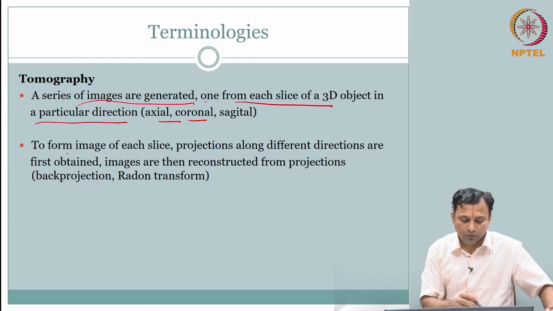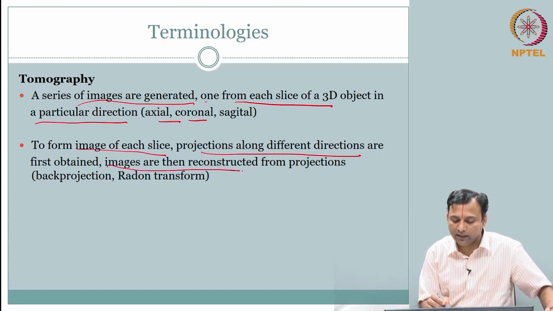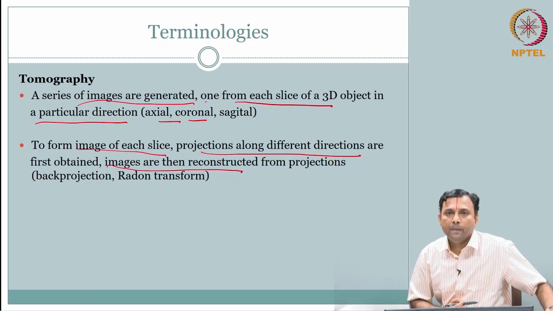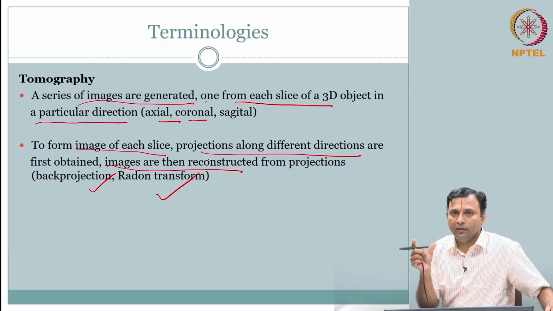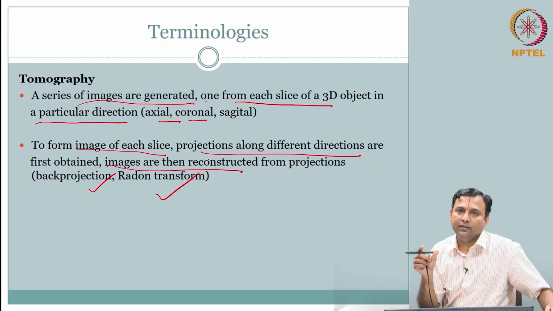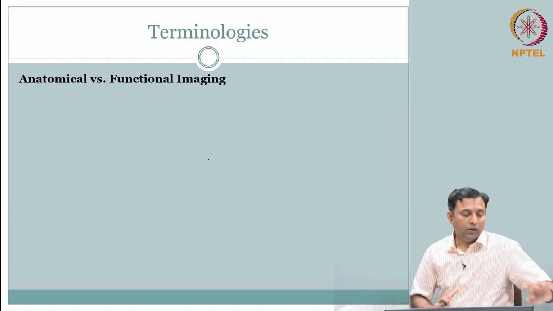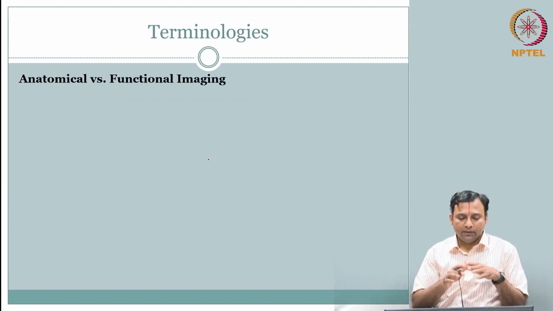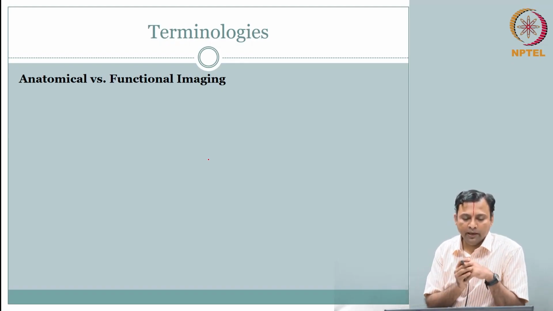To form an image of each slice, projections along different directions are first obtained, and images are then reconstructed from the projections. There are several techniques to do that. You can get different projections. How do I get to the object from the projections? That is what we call reconstruction. Okay. So this is a nice place. We'll probably take this concept and end this module.